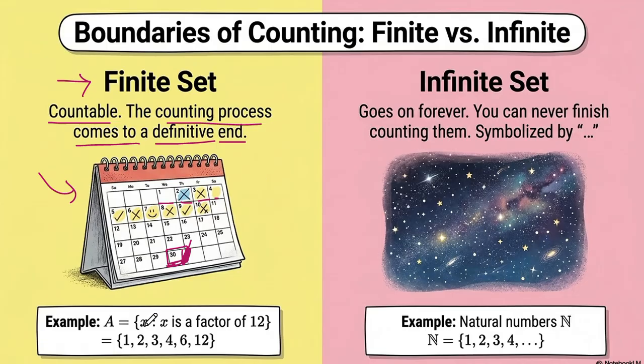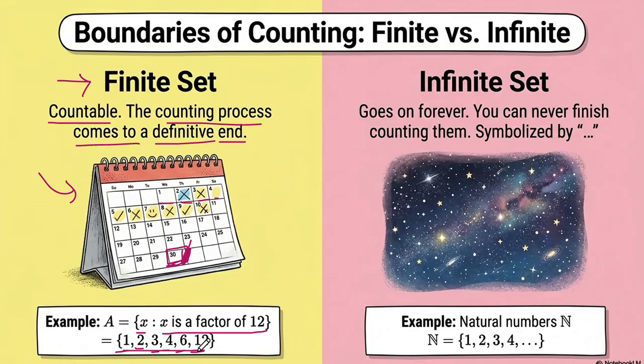For example, A is equal to {x such that x is a factor of 12}. So what are the factors of 12? 1, 2, 3, 4, 6 and 12. So you can count this, no?